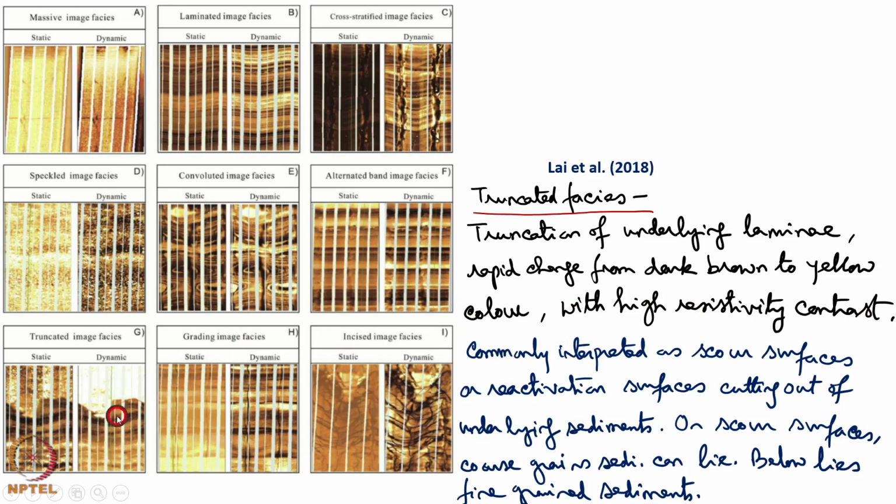Now, these truncations are commonly interpreted as the scour surfaces or the reactivation surfaces cutting out of underlying sediments. On these scour surfaces, coarse grained sediments can lie, and below can lie the fine grained sediments. So, if this is a scour surface, then over here we can have coarse grained sediments, and here we can have fine grained sediments. The fine grained sediments preferentially moved up locally, and then over that deposition of the coarse grained sediments happened. We can also have a reactivation surface. Reactivation surfaces are produced by short term changes in flow conditions that modify the shape of the bed form.